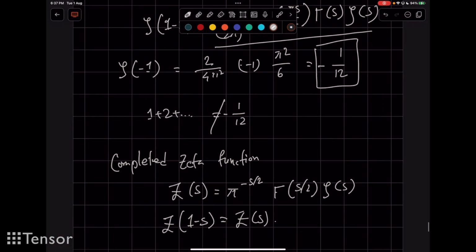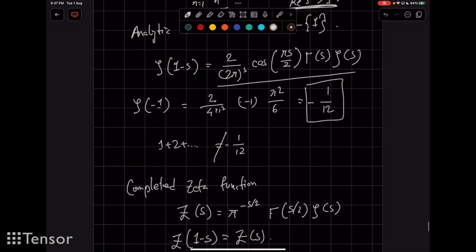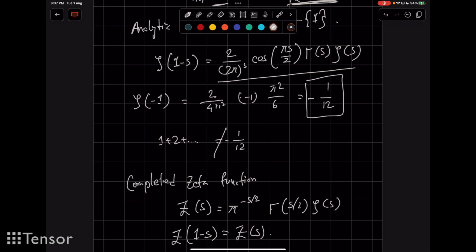As you can see, it's way cleaner than the previous functional equation we had for zeta. That's the only purpose of this completion. It's not really completion per se, but it's just named the completed zeta function.